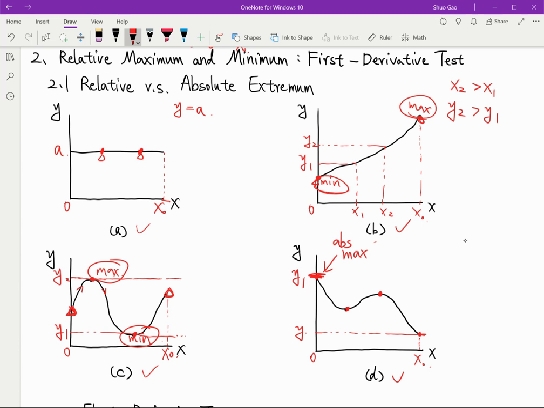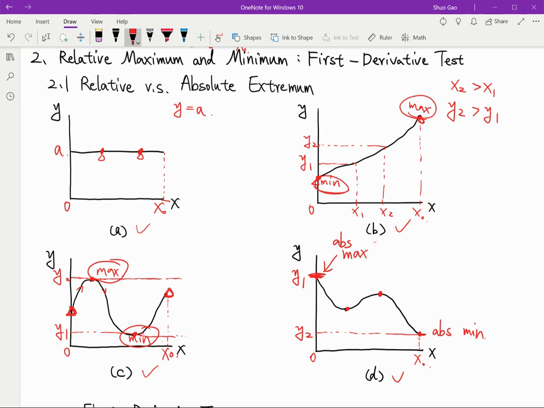And for the other endpoint, when x equals x0, this value y2 reaches the minimum, which is the absolute minimum, right? Because this is the smallest point for y in the domain.